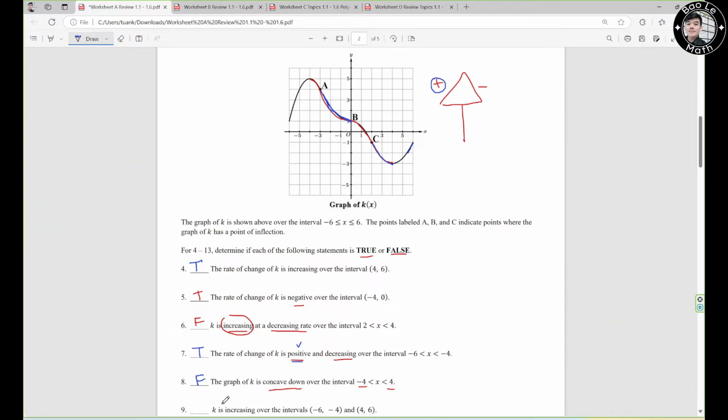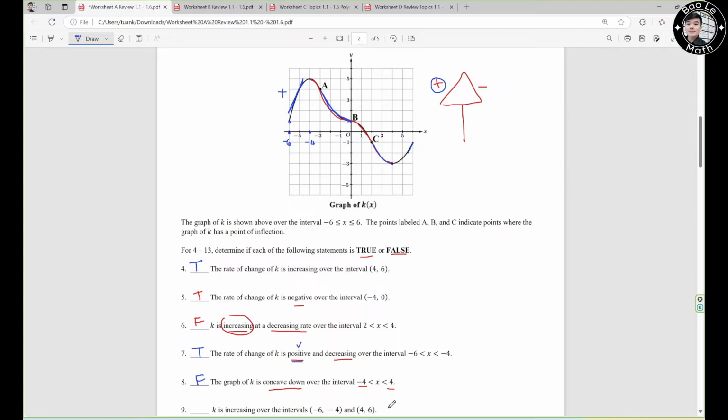Question number 9. The function k is increasing over the interval negative 6 to negative 4. Negative 6 right here to negative 4 right here. The function is increasing, yes, because we can draw a tangent line, and we see that the tangent line is going this way. So the slope is positive, which means the function is increasing from negative 6 to negative 4.